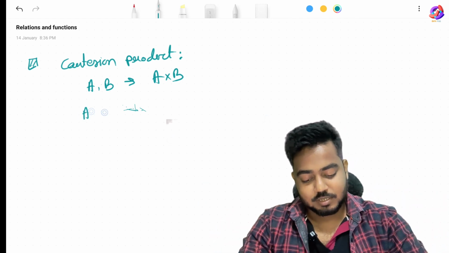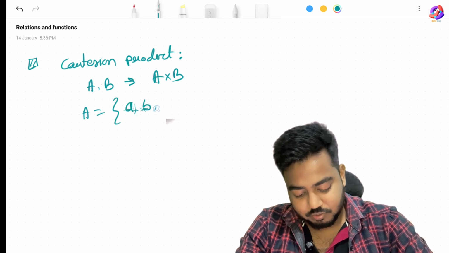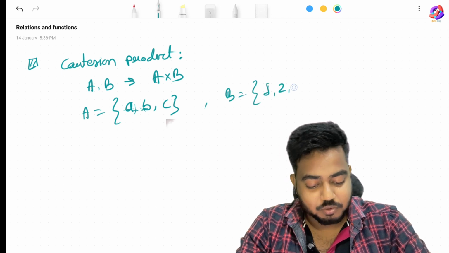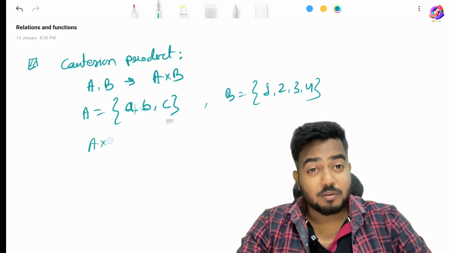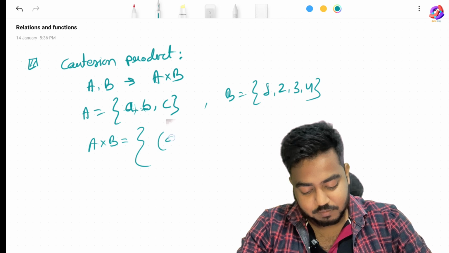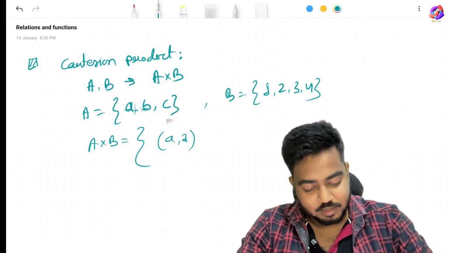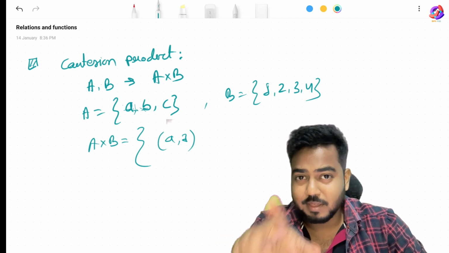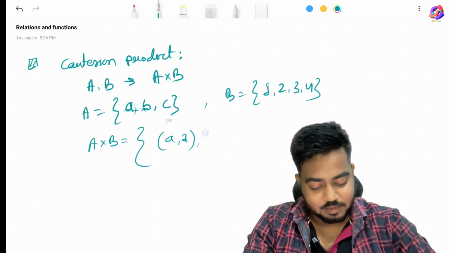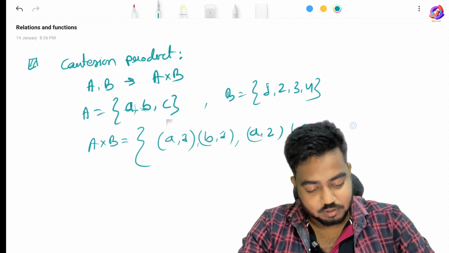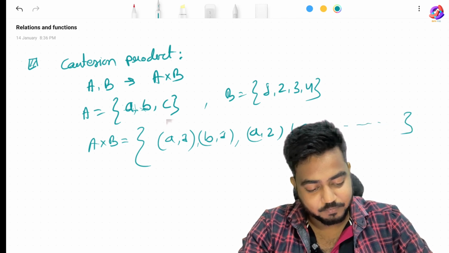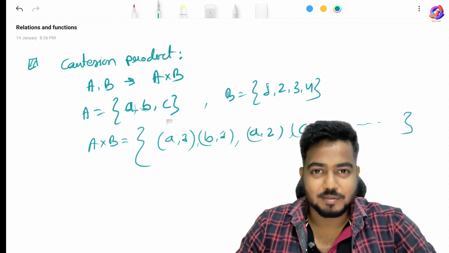So let's see. A equals A, B, C, and B equals 1, 2, 3, 4. So the elements of A cross B are the set of all elements like A comma 1. One element will be from A and one element from B, such that all of the elements will be here, like A comma 2, C comma 1. All the elements will be there. Now the question is, how many elements will be there?